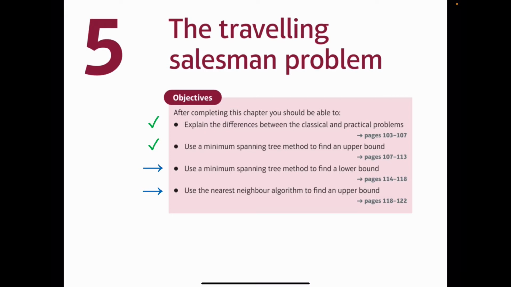The third one is to use the minimum spanning tree method to find the lower bound. And the last objective that we need to talk about is to use the nearest neighbor algorithm to find the upper bound. So you will have 2 methods for finding the upper bound. You can choose from them unless it's specified which one you need to follow.